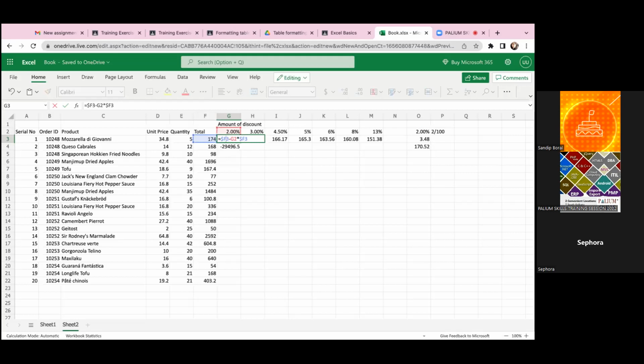Now, this G2 that we have, we want the G to move. We don't want that cell 2 to move, right? So what we'll do is we will put a dollar before 2. Yes, press enter. Now drag it and see what happens. Now double click and see. This is what we want.